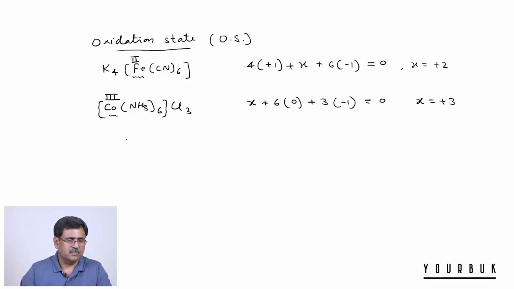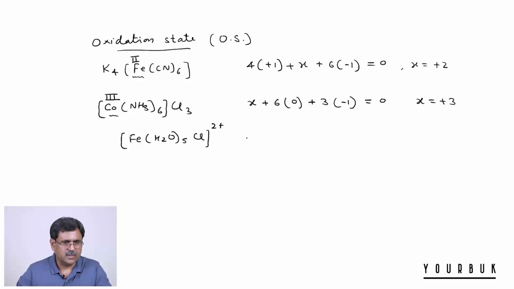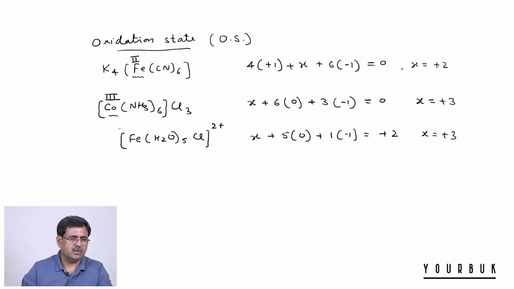Now we take one more example. This is [Fe(H2O)5Cl], and this complex is carrying a charge of 2 positive. So it's a complex cation. So again our aim is to find the oxidation state of iron. We assume the oxidation state of iron be X, water is neutral, so 5 into 0, chlorine is -1, so 1 into -1, and the whole complex is carrying a charge of +2, so equals to +2, and X is equal to +3. So in this complex also iron oxidation state is +3.